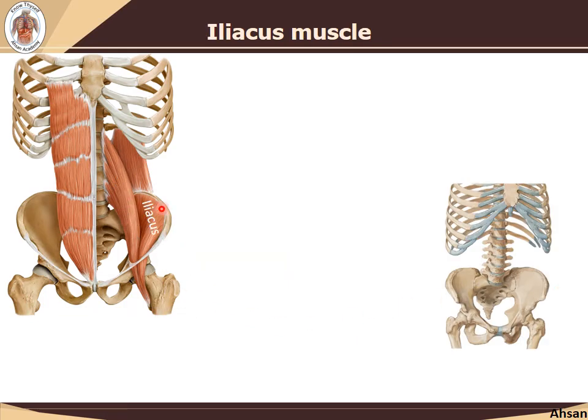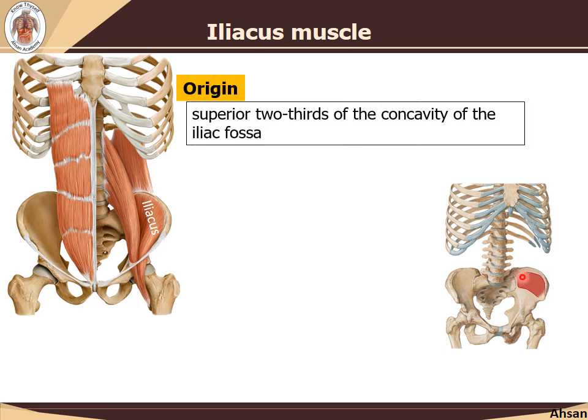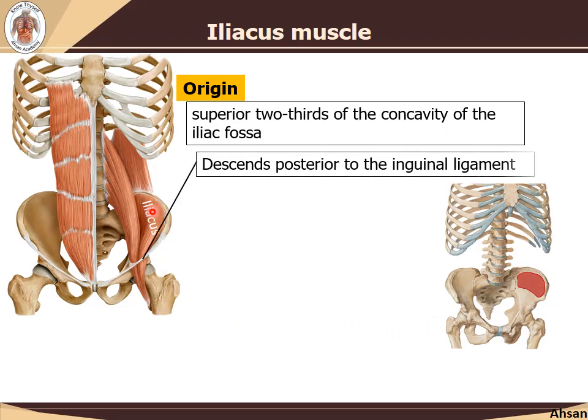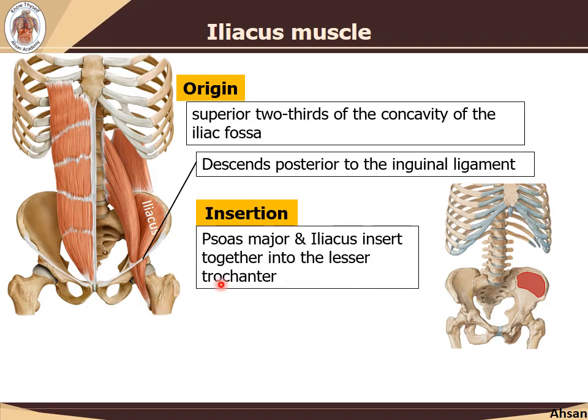This is iliacus. This is the iliac fossa. You can see that the upper two-thirds of the iliac fossa gives attachment to the iliacus muscle. Now it descends with the psoas major muscle deep to the inguinal ligament, fuses with its tendon, and is finally inserted into the lesser trochanter of the femur. So the attachments of these three muscles are clear from these photographs and discussion.